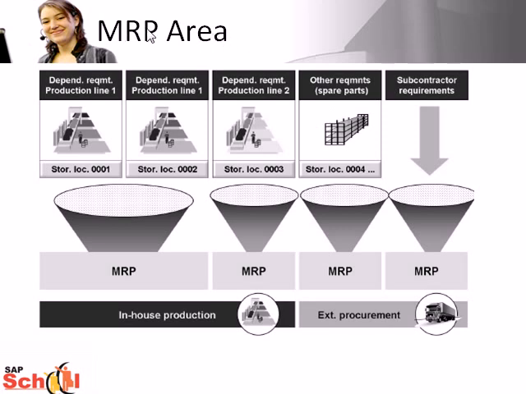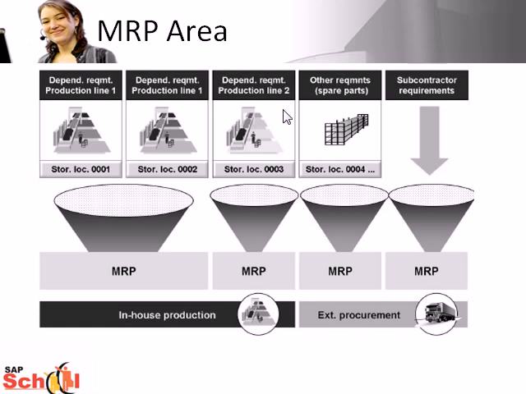Without MRP areas, all material requirement planning takes place at the plant level. This means that all the requirements of a material for all storage locations that are not planned separately or excluded from MRP flow into requirements planning together at the plant level. The settings defined in the material master are valid for the entire plant.